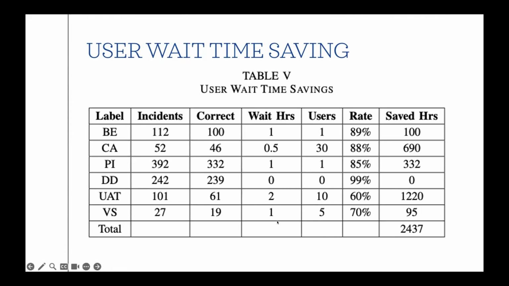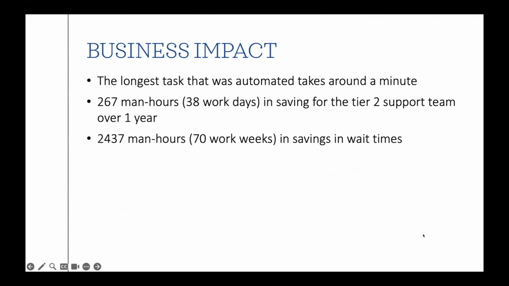So I would take the same 3 things from before and just add in the number of users who were actually affected by having to wait for this thing, to calculate how many hours they would have had to wait without the system. So for the tasks that were successfully automated, the longest one took around a minute, which is a huge saving on the hours that the person would normally have to wait.